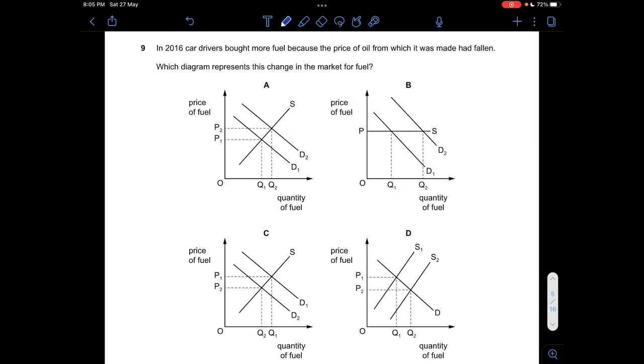Okay, so for question 9, it says in 2016, car drivers bought more fuel because the price of oil from which it was made had fallen, and which diagram represents this change in the market for fuel. So the price of oil from which it was made had fallen, so that means that the oil itself is a raw material and the price has decreased, so the cost of production decreases, so the supply curve will shift to the right. So anything that doesn't have a shift in the supply curve will be wrong, so A, B, C is wrong. So answer is D.